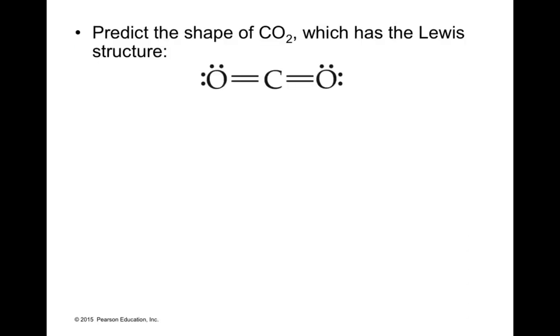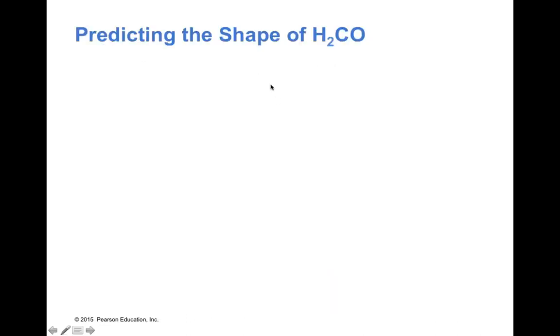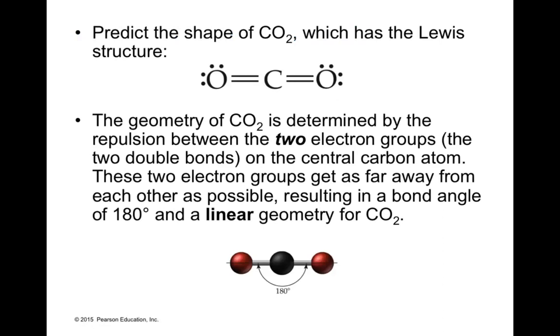So let's see an example here. Let's predict the shape of CO2, which has this Lewis structure: carbon in the middle, two double bonds at each side, and oxygen at the end of the molecule. The geometry of CO2 is determined by the repulsion between the two electron groups. In this case, we have one electron group here that is a double bond, and another that is another double bond. So we have two electron groups on the central atom, carbon. These two electron groups get as far away from each other as possible, resulting in a bond angle of 180 degrees, and a linear geometry for CO2. So the shape for CO2 is linear.